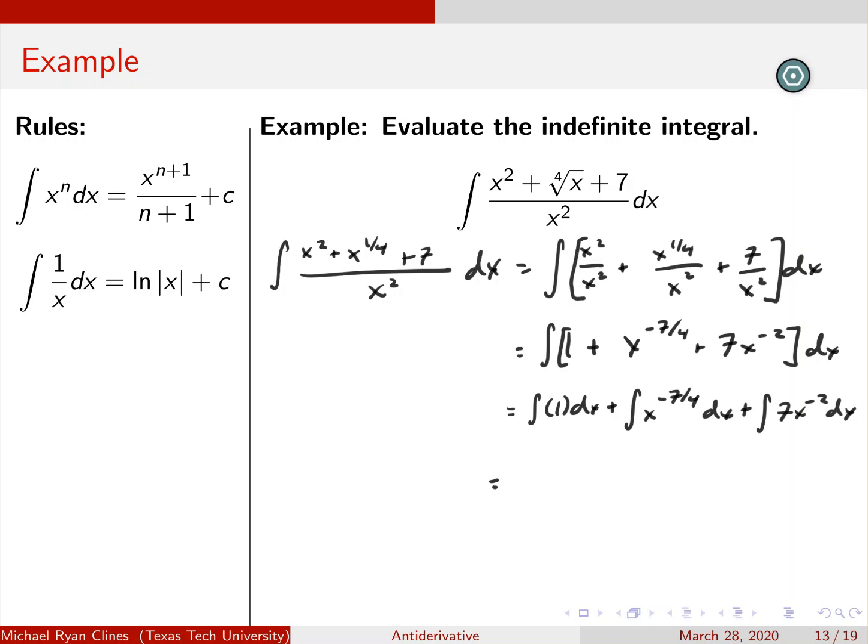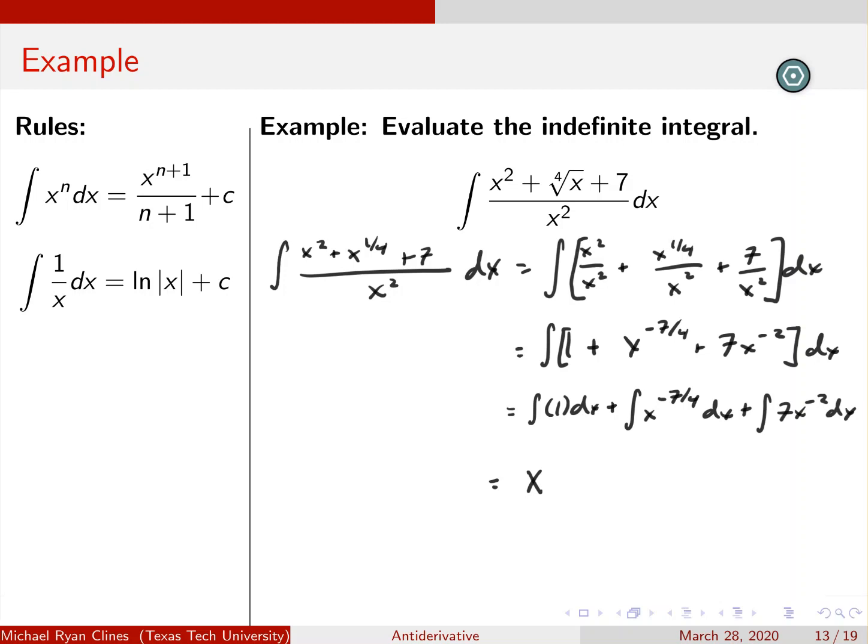Well, the integral of 1 dx, well, what is the integral of 1? Remember what the integral is. It is finding the antiderivative. So we need to ask ourselves, the derivative of what is equal to 1? Take 3 seconds to think about that. The derivative of what is equal to 1? Well, that's just equal to x.